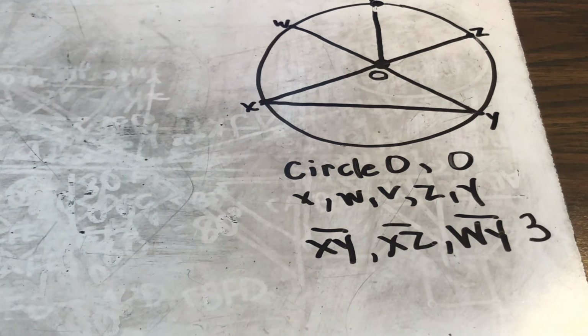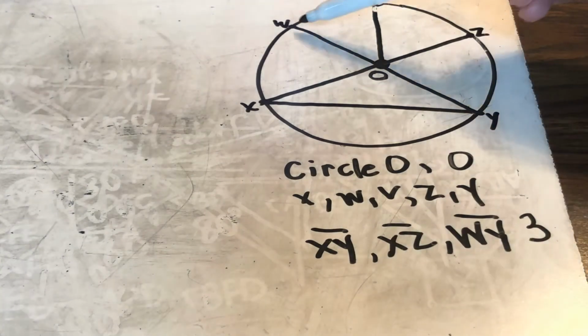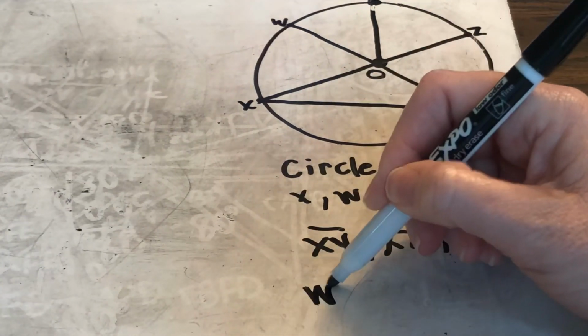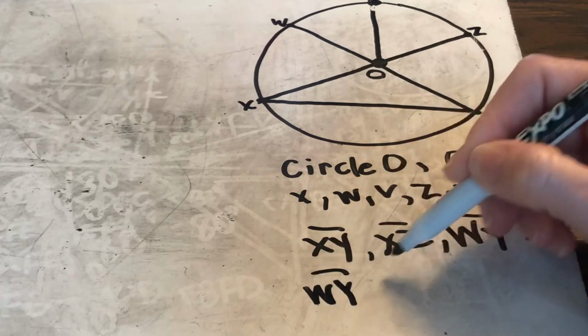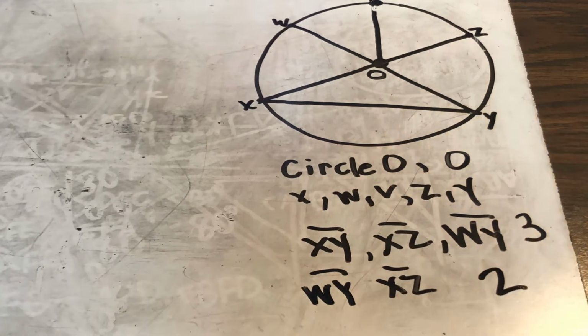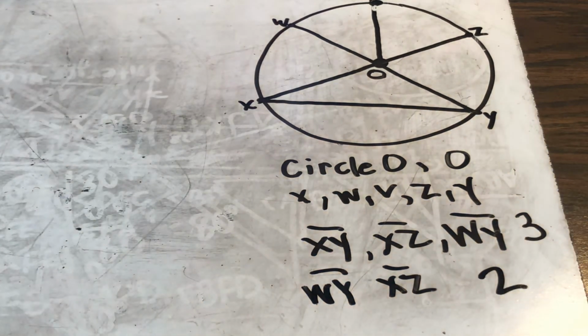The next question then says, how many diameters of the circle are shown? I just named them. WY, XZ, 1, 2. So there's 2 diameters on this circle.